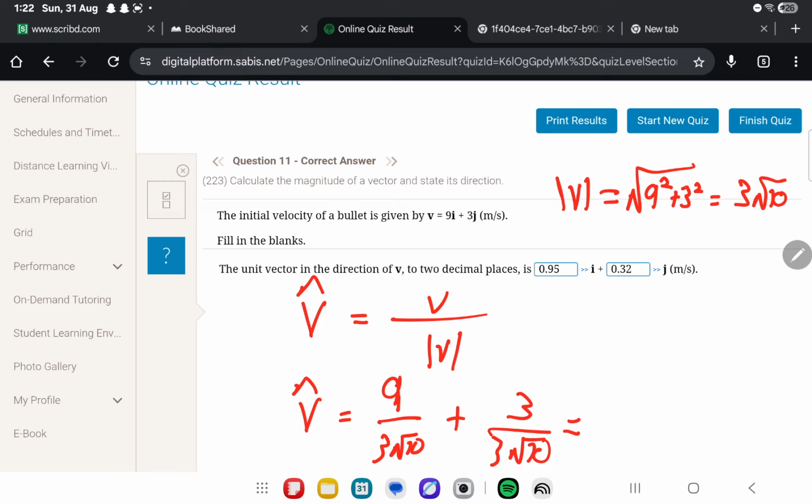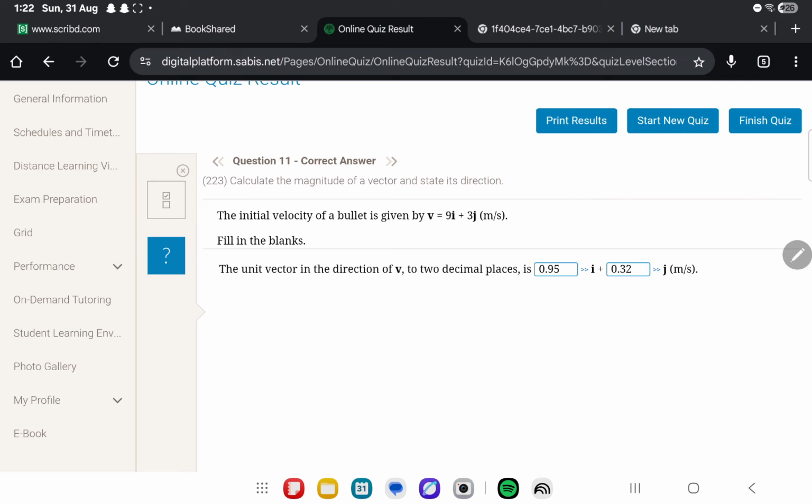Now, taking this on a calculator so you can find it to 2 decimal places, 9 over 3 radical 10. The first one is going to be 0.948, but they wanted 2 decimal places, so 0.95 i. Plus, now it's going to be 3 over 3 radical 10, which is 0.316, so you round to 0.32 j. This is my answer. Moving on.